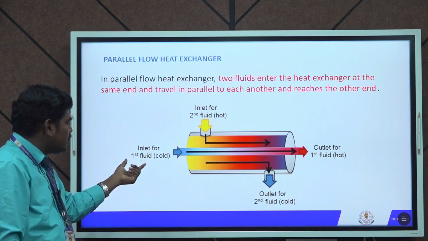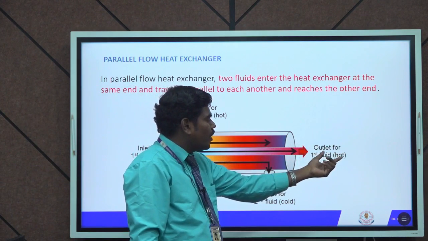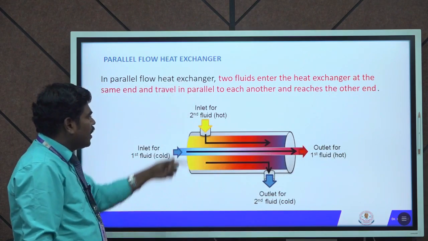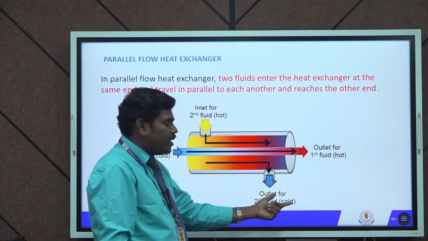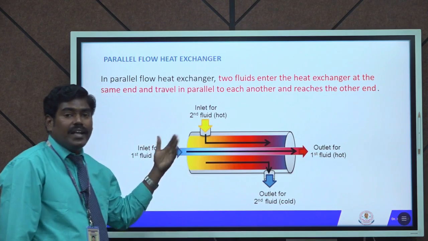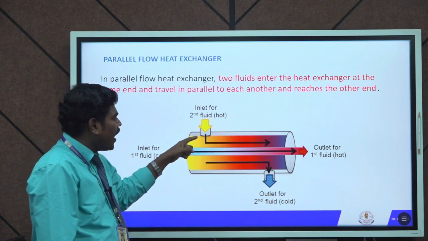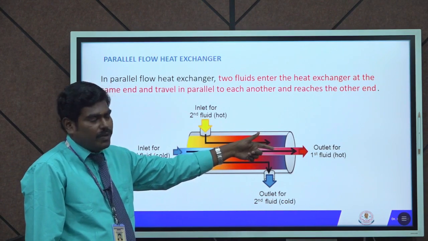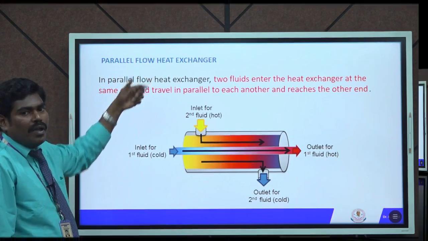The inlet for the first fluid is cold in nature. The outlet for the first fluid is hot. Then the inlet for the second fluid is hot and the outlet for the second fluid is cold. In this way heat energy is exchanged from one fluid to another, and the directions of the flows are both parallel with each other and in the same direction. Such types of heat exchangers are parallel flow heat exchangers.